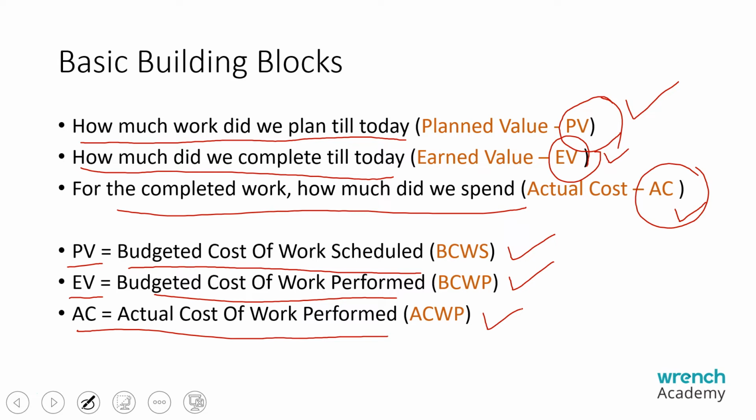It is very easy. How much work did we plan till today? And out of the planned work, how much did we complete till today? And for the completed work, how much did we spend? That is planned value, earned value, and the actual cost.